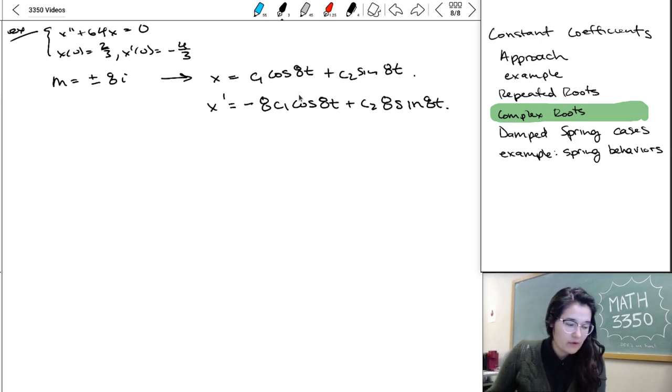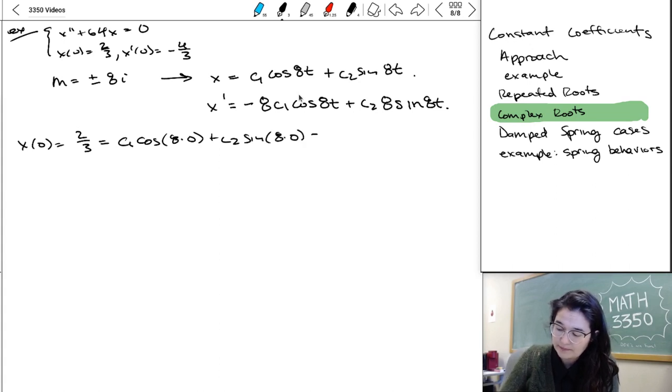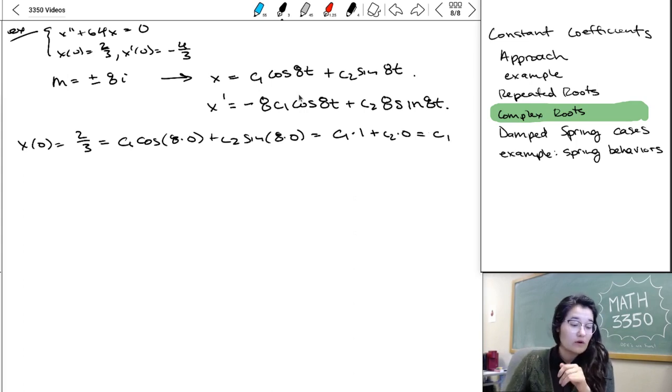And then for our initial conditions, we have that x of 0 should be 2/3, which is going to be c1 cosine of 8 times 0 plus c2 sine of 8 times 0. Cosine of 0 is 1, sine of 0 is 0. So that just becomes c1 times 1 plus c2 times 0, or c1. So we know that c1 should be 2/3.